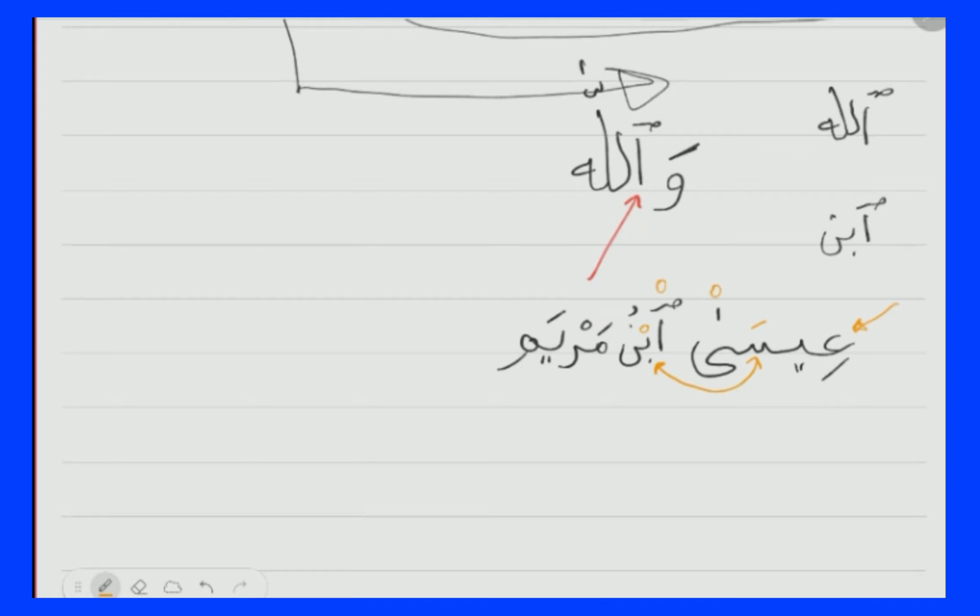Isa ibn Maryam. Meaning, it's not that the hamza has a sukun. The hamza is being completely ignored. The ba has a sukoon. Can't have two sukoons in a row. So the alif loses its extension, and we go from the sin to the ba. Isa ibn Maryam.